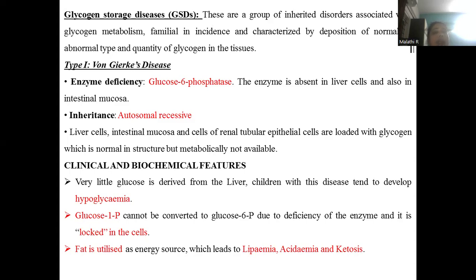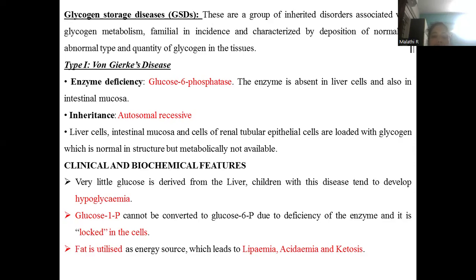Type 1, von Gierke's disease. The enzyme deficiency is glucose 6 phosphatase. The enzyme is absent in the liver and also in the intestinal mucosa. The inheritance is autosomal recessive. Liver cells, intestinal mucosa, and cells of renal tubular epithelium are loaded with glycogen, which is normal in structure but metabolically not available because of the absence of glucose 6 phosphatase enzyme.